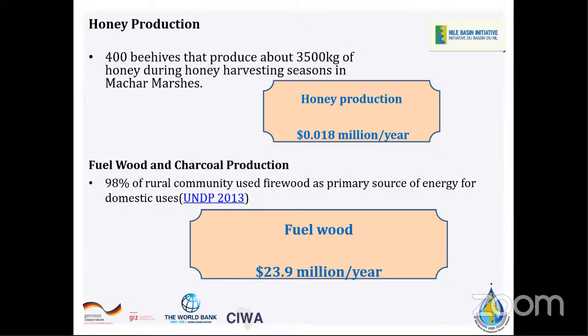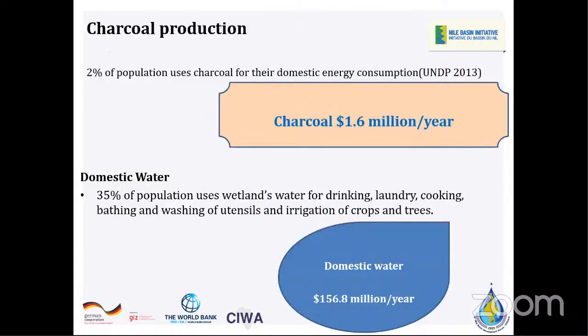And honey production also: they are estimated at around 400 beehives that produce 3,500 kg of honey during the honey harvesting season in the area. So it also supports honey production. Fuelwood is common: 98% of the local community get their energy from firewood as a primary source, which also contributes to woodland and forest degradation, but it serves the community, and it has a value of around $24 million per year.